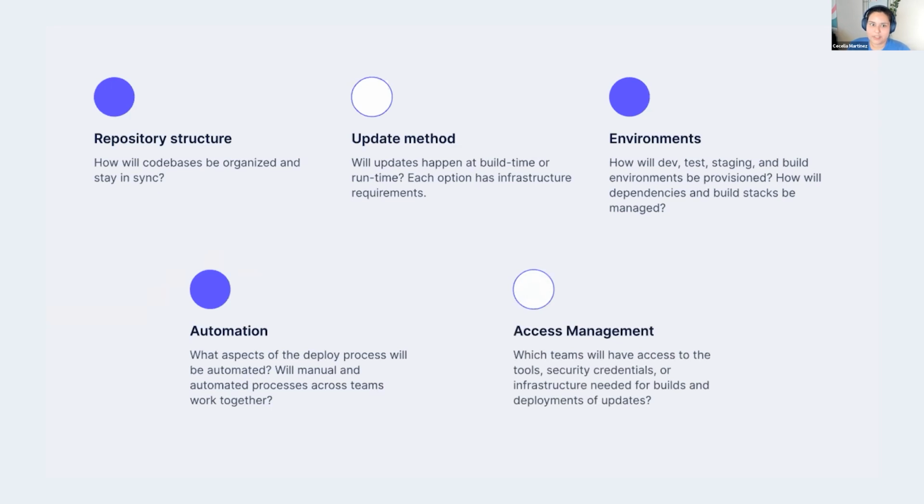And then access management. So this is more of a security consideration, but it is related to infrastructure and architecture. So which teams will have access to tools, security credentials, or infrastructure needed for builds and deployment of updates. For example, in order to build native applications, you do need to have signing certificates set up for code signing, and you need to have access to developer credentials to deploy to the app stores. Will web teams have any access to those systems if they need to do any specific types of testing, or will they be completely autonomous and everything gets funneled through one team? Those are things that need to be defined out to understand the access management.